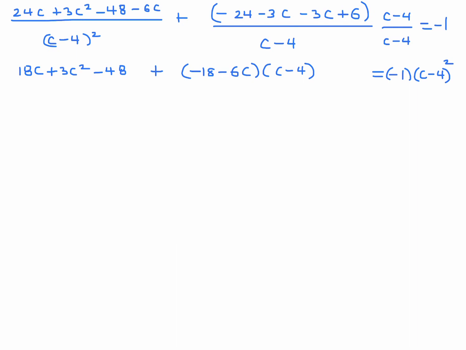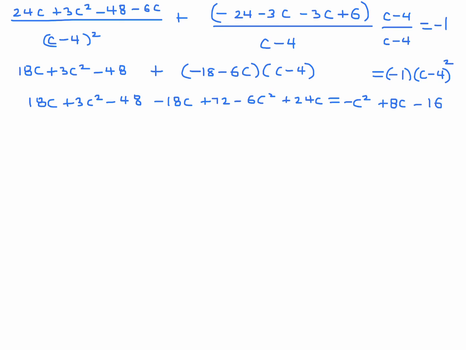So far, hopefully I haven't made any algebraic mistakes. So this is 18c plus 3c squared minus 48. And then if I multiply this, I will get minus 18c plus 72 minus 6c squared plus 24c. And on this side, I've got to expand this guy. So it's going to be minus c squared plus 8c and minus 16, right? Because I've got to multiply by negative 1.